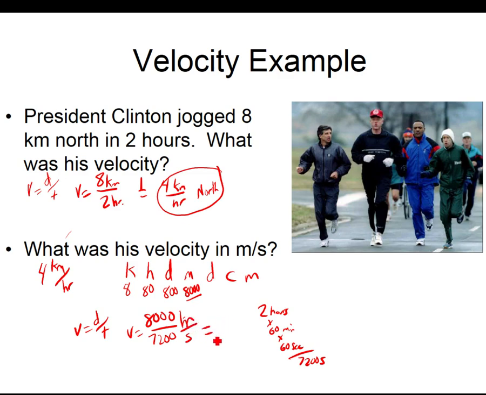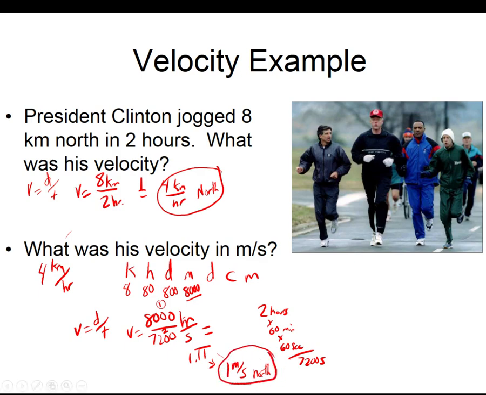Now I calculate that out, and I get 1.11 repeating. We know significant digit-wise that's not possible. We look at 8,000 as only 1. 7,200 is 2. So I go with the lowest for my significant digits, and I'm going to round 1.11 repeating to 1. My unit label now is meters per second, and my direction is still north. So there's his velocity in meters per second, 1 meter per second north.